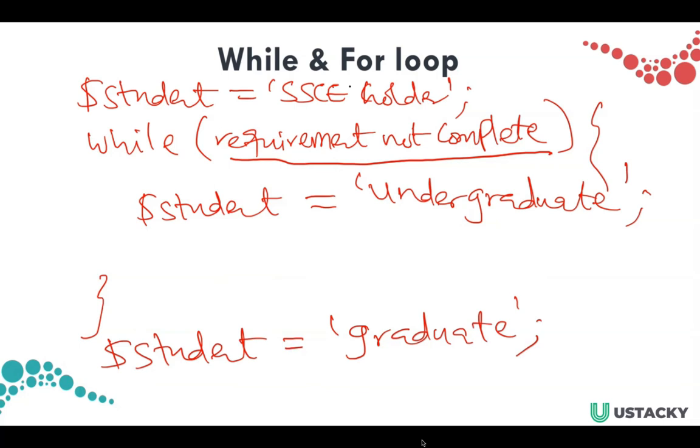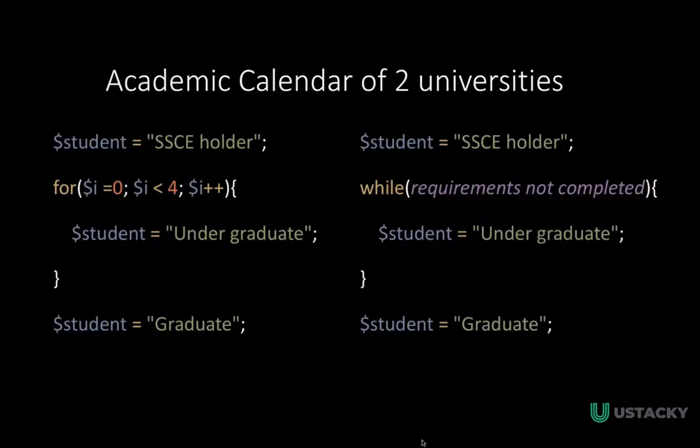So the two codes can be compared like this: academic calendar of two universities. This is the for loop academic calendar, and this is the while loop academic calendar.